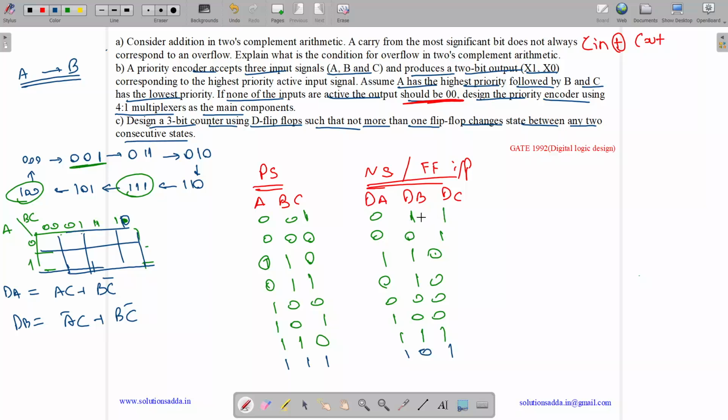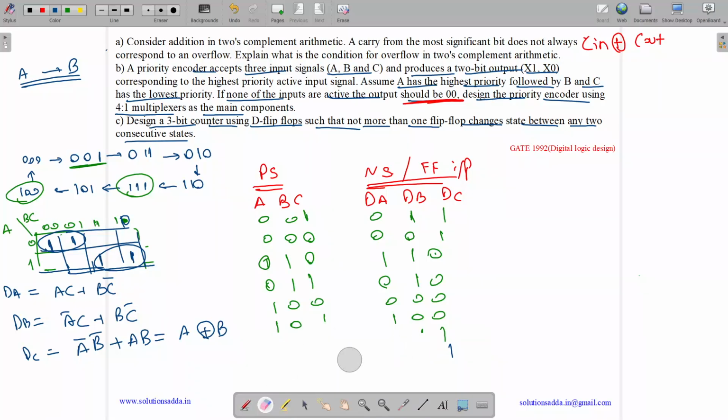So the table is 1 for 001, 000, 110 and 111, 111 and 110. Okay, so this is one mapping, this is one mapping. So DC will come out to be A complement B complement plus AB. So what is it equal to? It is equal to A XOR B.